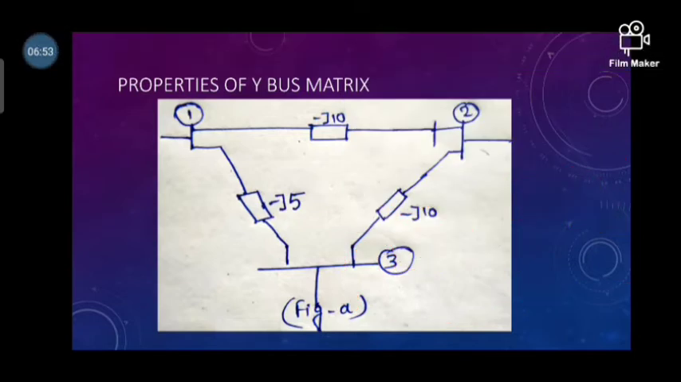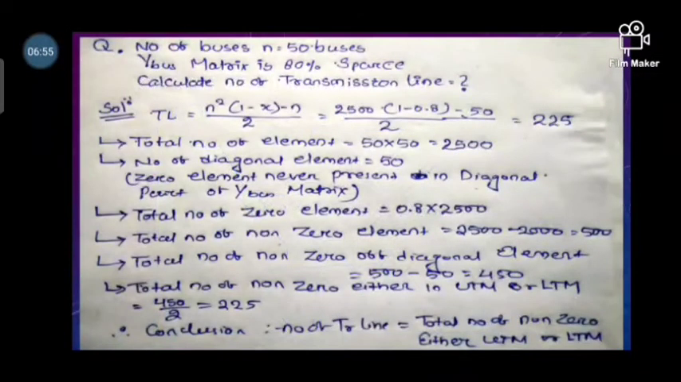So let's see our problem number 1. Problem number 1 says the given quantities are the number of buses n, which is equal to 50 buses. There are 50 buses in the transmission line, and the Y-bus matrix is about 80% sparse. That means 80% zero elements are present in the Y-bus matrix, and calculate the number of transmission lines.